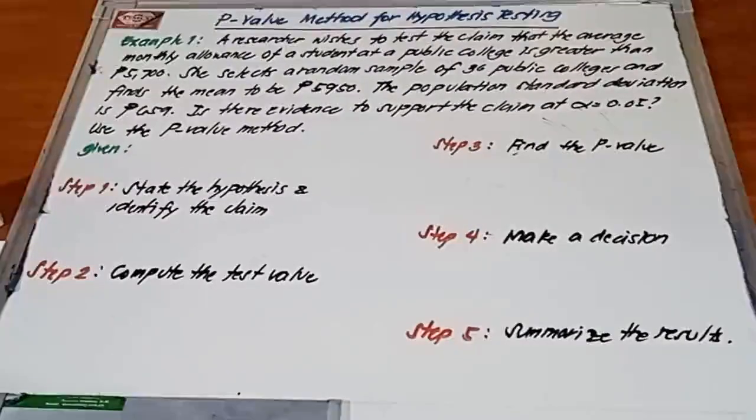Okay? Ang example number 1, it says, a researcher wishes to test the claim that the average monthly allowance of a student at a public college is greater than 5,700 pesos. She selects a random sample of 36 public colleges and finds the mean to be 5,950 pesos. The population standard deviation is 659 pesos. Is there evidence to support the claim at alpha equal to 0.05? Use the p-value method. Okay.